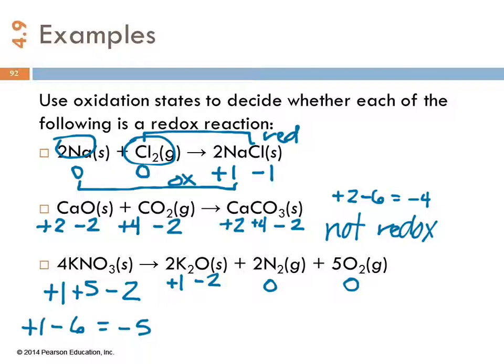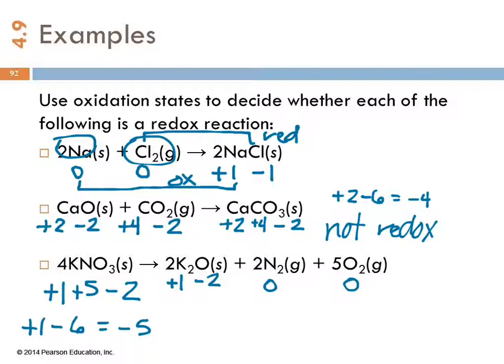Okay, so is there any oxidation reduction occurring here? Yeah. What's changing? The nitrogen. It started out as a +5 and it ends up as a 0. What else is changing? Oxygen. Some of the oxygen is changing from -2 to 0. Some of the oxygen is staying the same. That's okay. So this is a redox reaction.